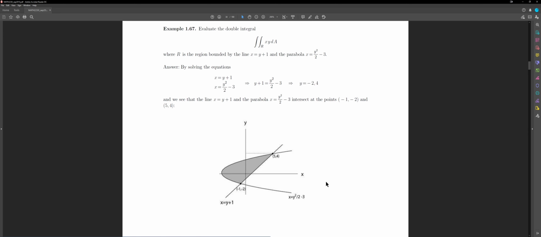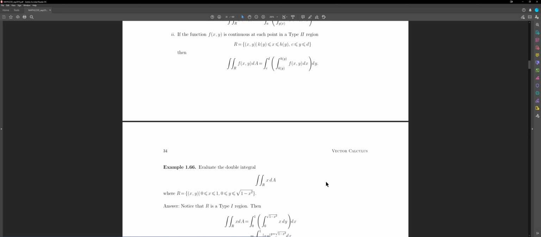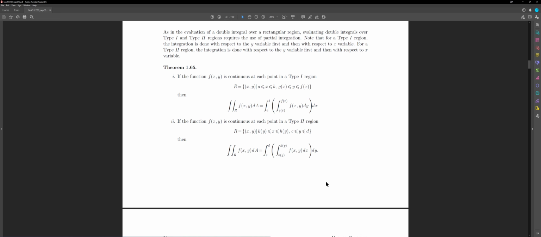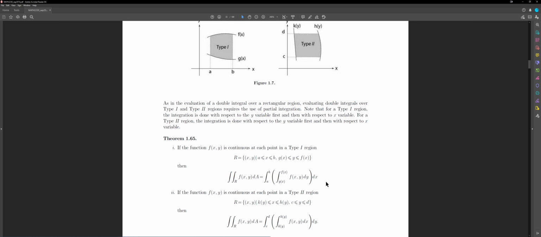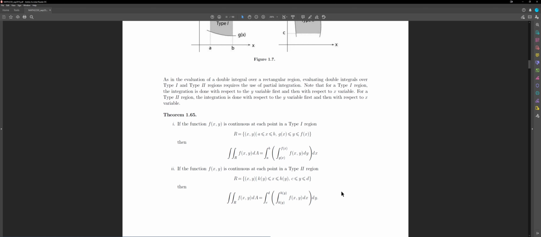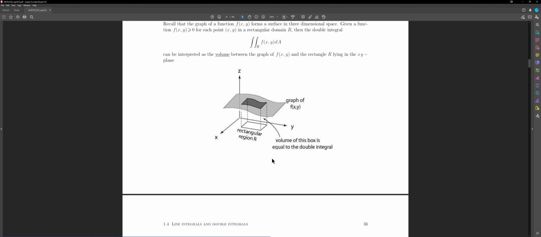The method of integration that you're going to use depends on the type of region that you have. If it's rectangular, you'd use a certain formula. If it's type 1, you're going to use a certain formula. If it's type 2, you're going to use a different formula. Each of these formulae have elements in common, so it's the same idea that you're going to be using for each of these, except that the order would be different, and you need to keep track of some subtle differences.